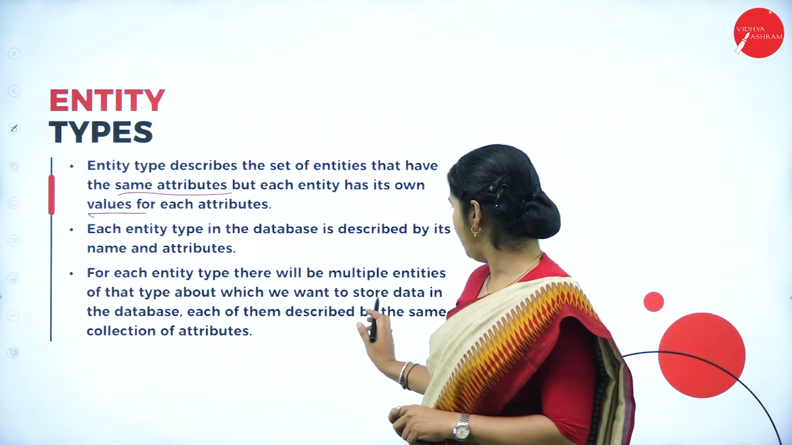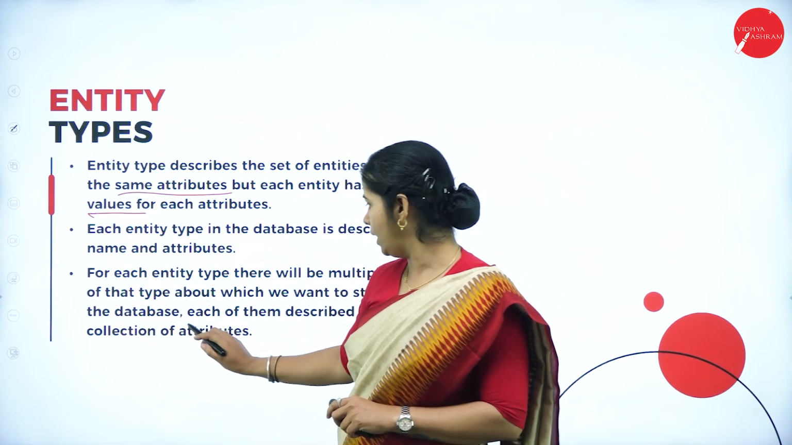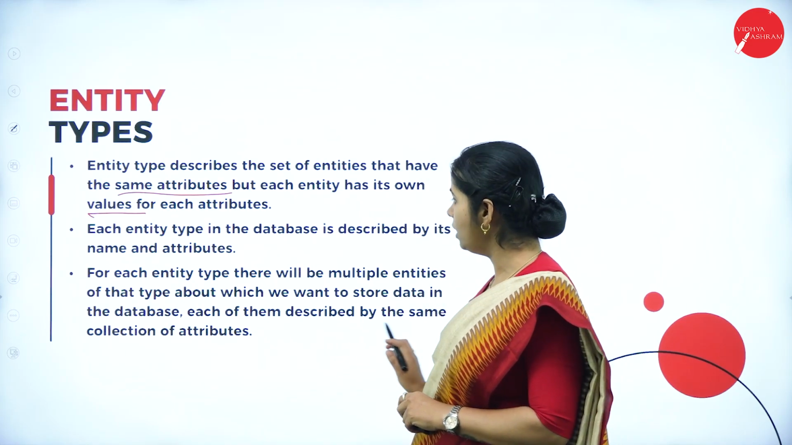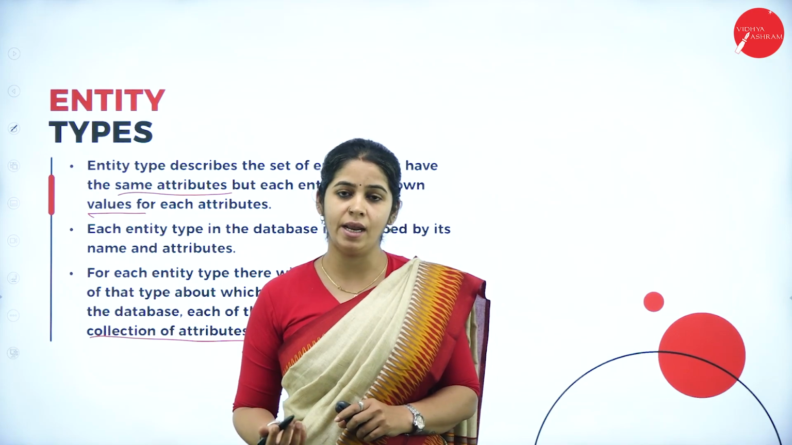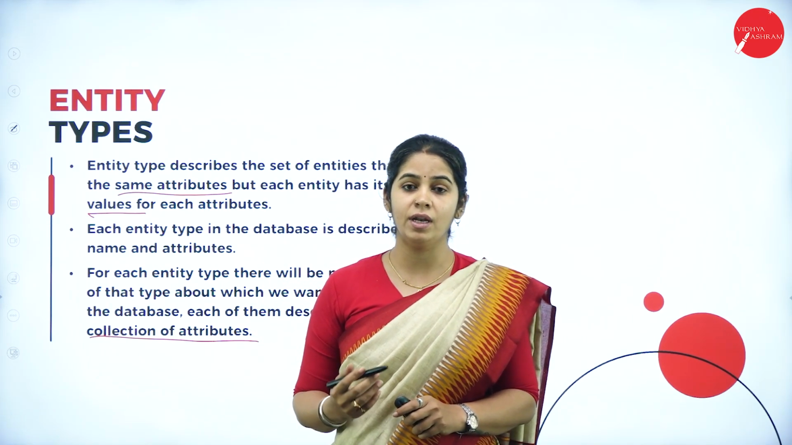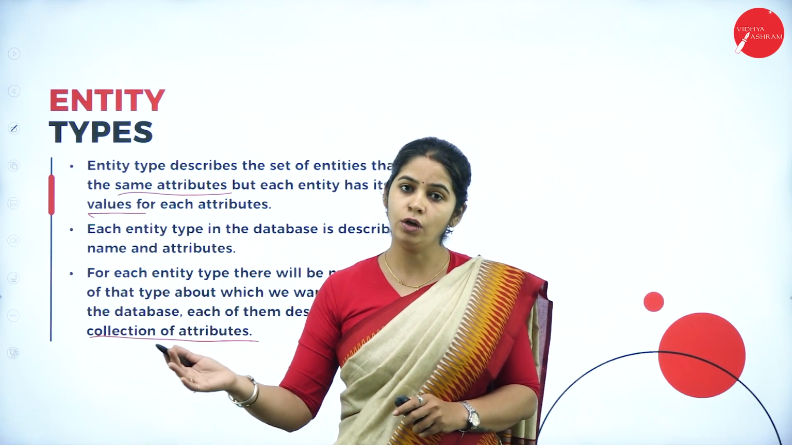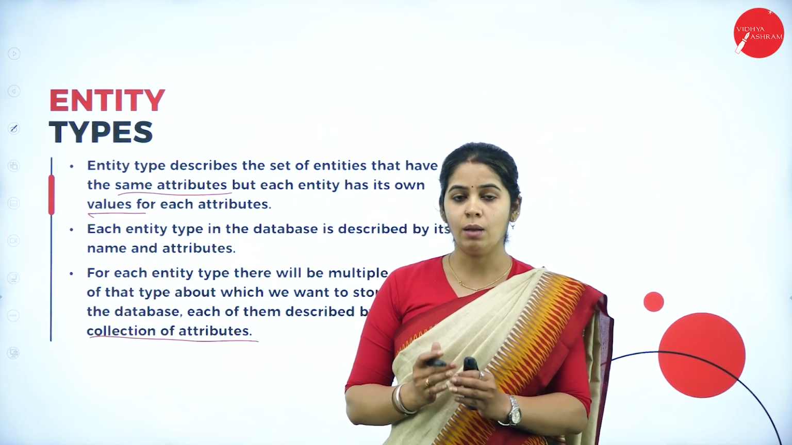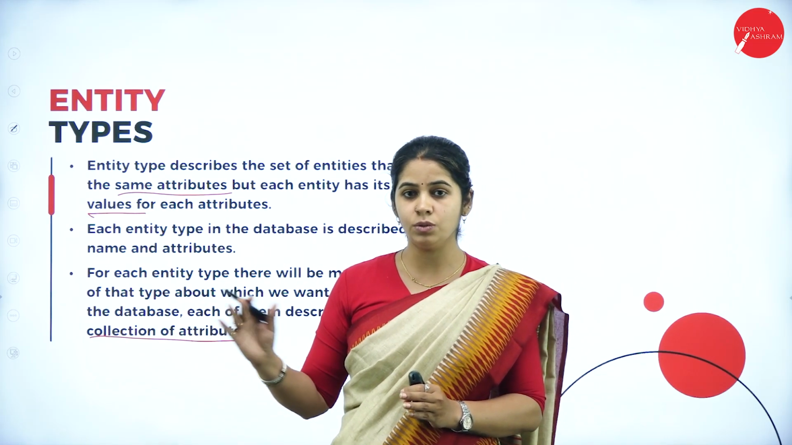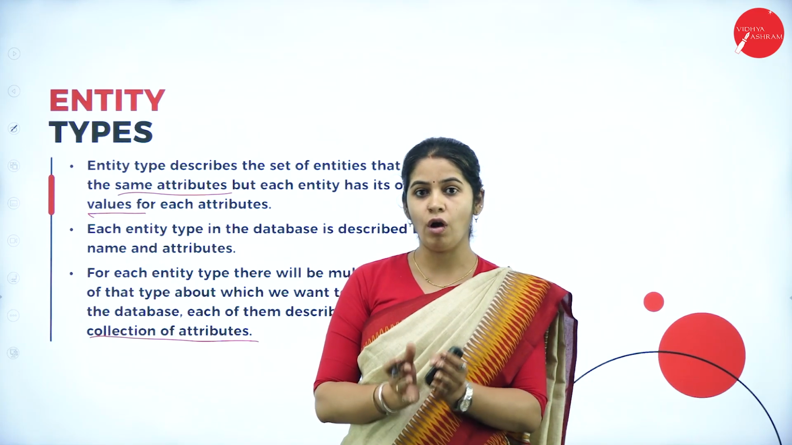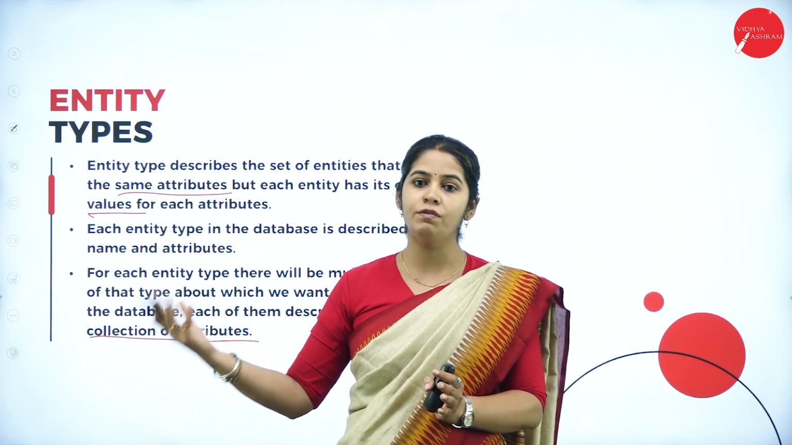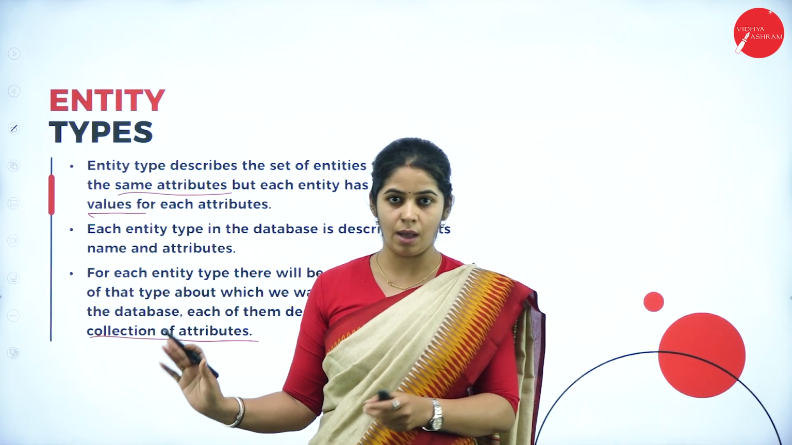For example, in the database, each of the records describes the same collection of attributes. If a student is in a database, I cannot get someone else who is employed somewhere into the student database. He comes into the employee database. That is what they are trying to say, that we should have the same set of attributes. We should not differ from that particular database.